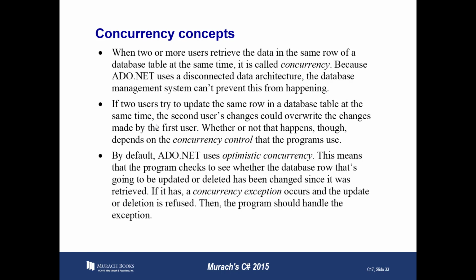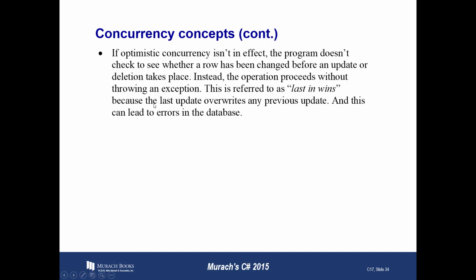By default, as mentioned in the bottom bullet, ADO.NET uses optimistic concurrency, meaning the program checks to see whether the database row that's going to be updated or deleted has been changed since it was retrieved. If it has, it doesn't allow the new change to take place. It throws a concurrency exception. It's kind of like the thing where you'd say, try again later.